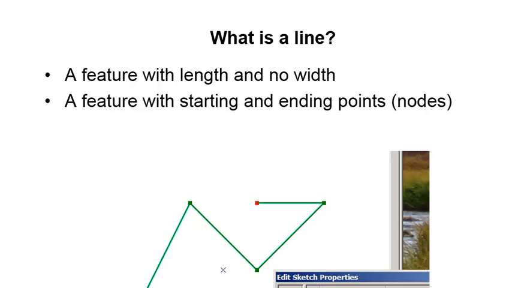So what is a line? A line is a feature that has length and no width. And it has a starting and ending point called nodes, beginning node and ending node. And because it has a starting and ending point, it has direction.